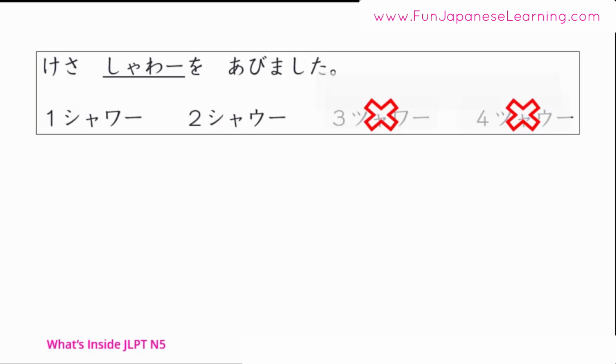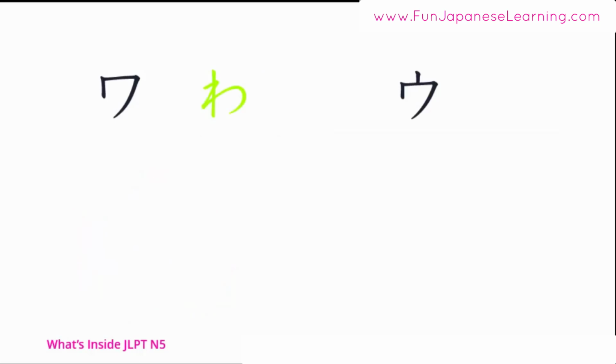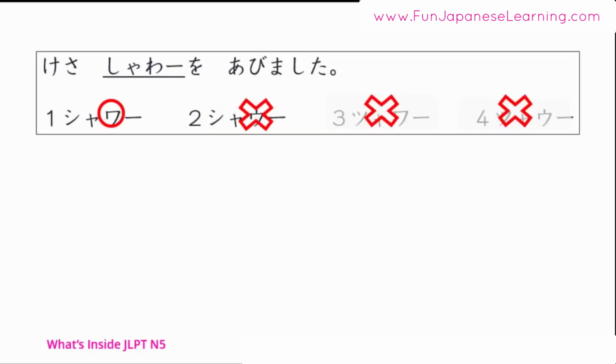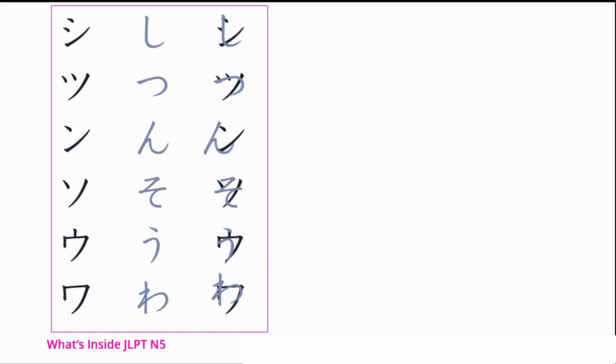So then next step, this one and this one, this letter or that letter. Look at this way. This is Hiragana wa, and if you see this way, you can see wa. So this letter is katakana wa. And you compare two letters. This is Hiragana u. They are very similar. So Hiragana u is small dot, but katakana u has short straight line. So you can recognize it. So the answer is number 1. Top tip 1. Some katakana letters look similar. Memorize them with hiragana. Like this way and this way.